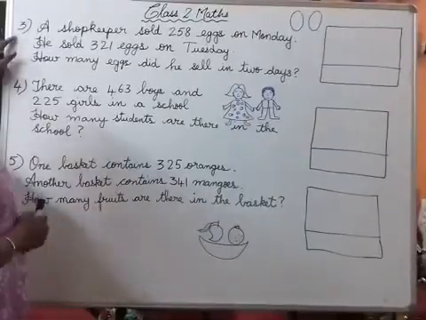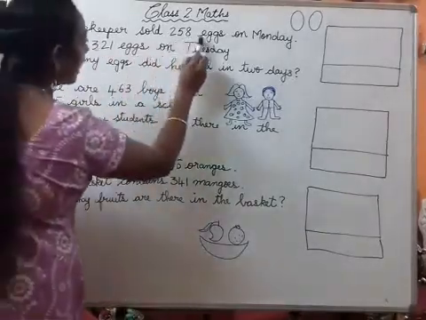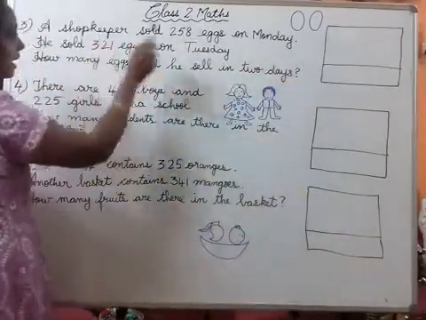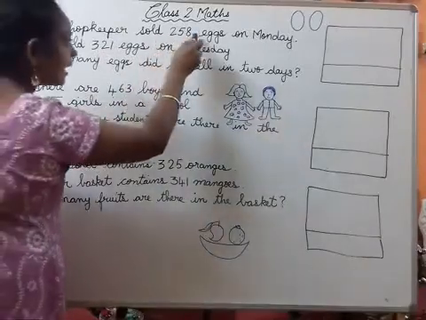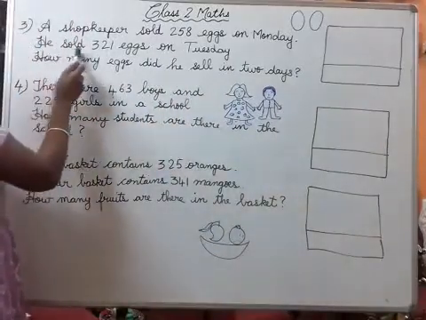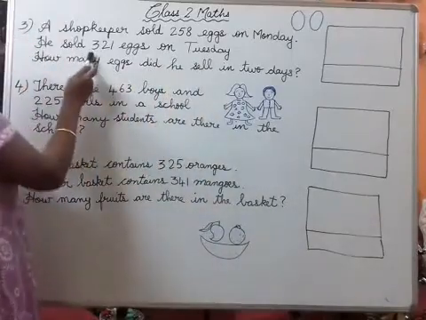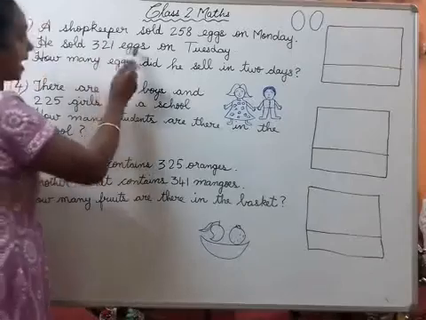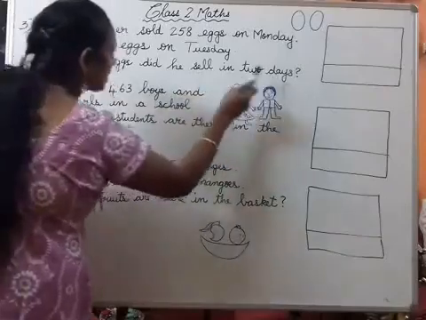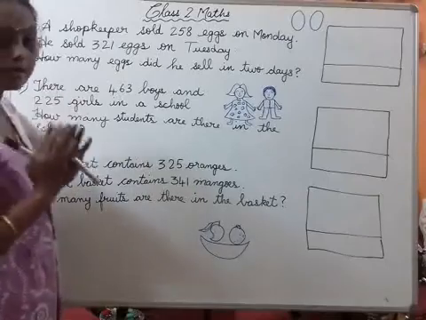Next question number 3. A shopkeeper sold 258 eggs on Monday. शॉपकीपर ने क्या किया, कितनी एग्स सेल किया है? 258 eggs he sold on Monday. Next he sold 321 eggs on Tuesday. Tuesday के दिन कितनी eggs उसने सेल किया है? 321 eggs. Next how many eggs did he sell in 2 days? इन दोनों दिन में टोटल मिला के कितनी eggs उसने सेल किया है?